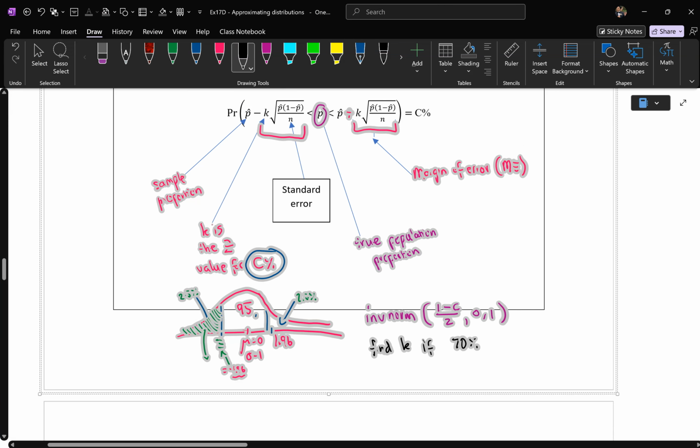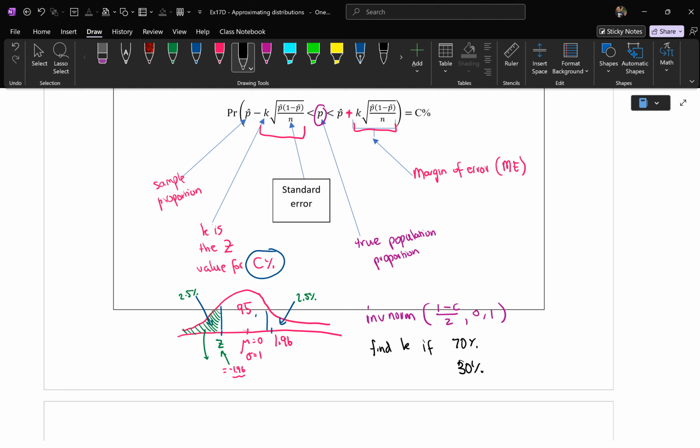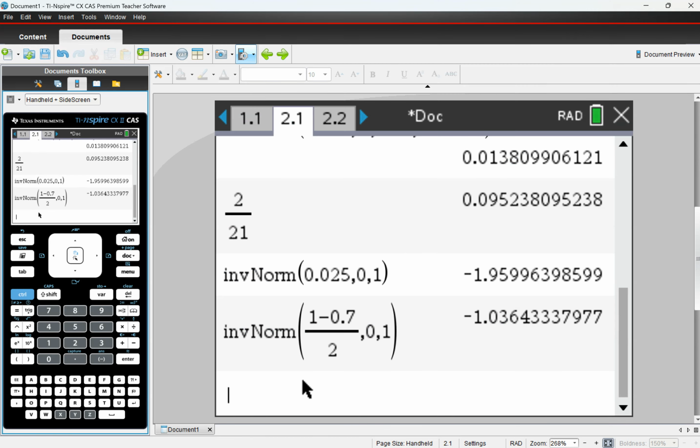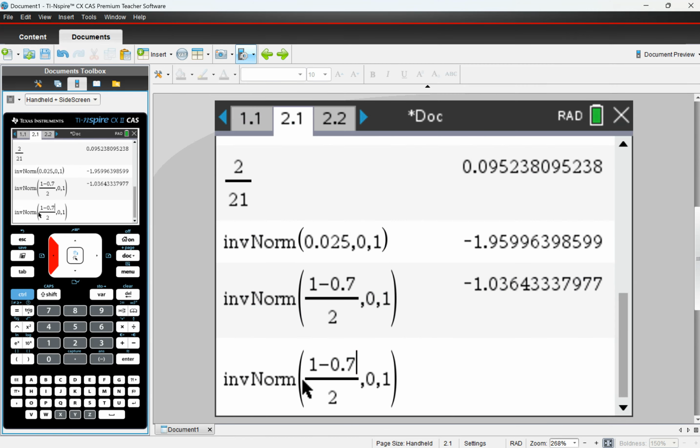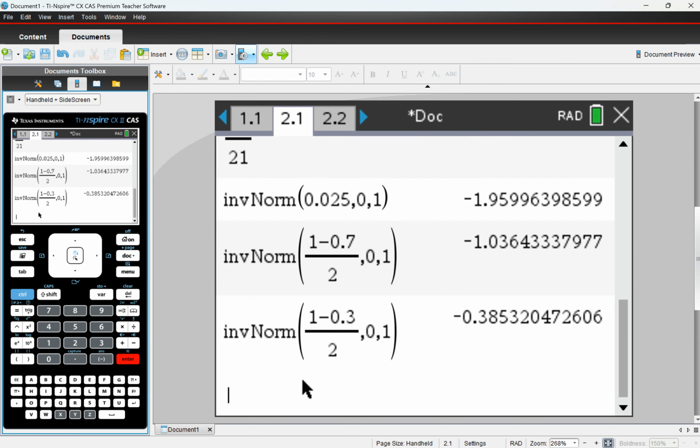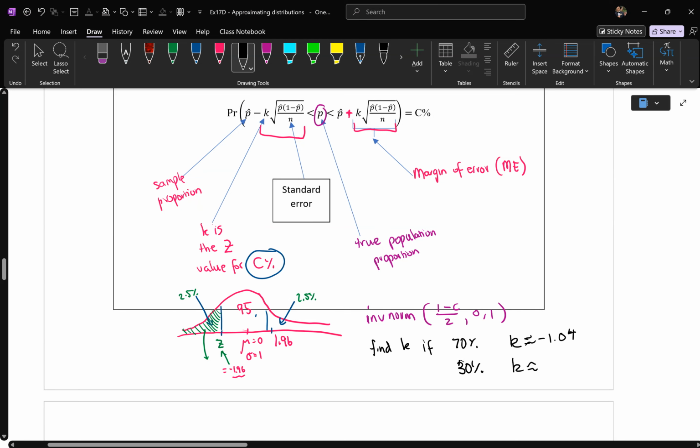Let's try another one. What if I want to be 30% confident? What would my K be? So K here would be negative 1.04 roughly. What's this one? Let's see, I'm going to type it in. Here we go, 0.3, so 30% confident. Negative 0.385, which we can round off to negative 0.39.